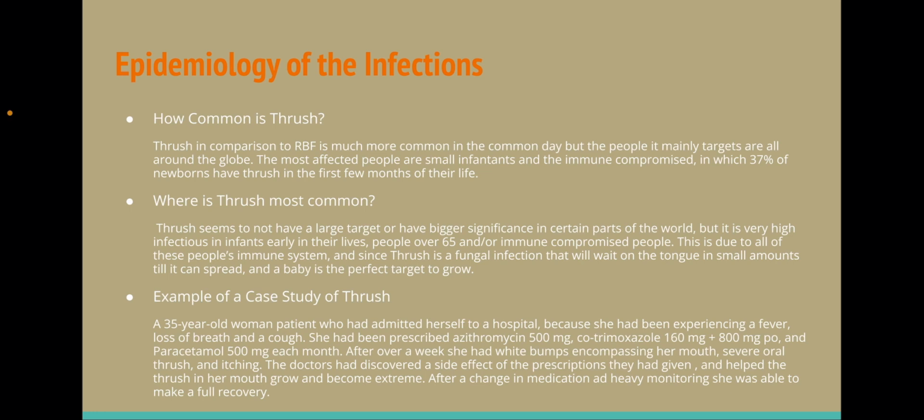An example case study is a 35-year-old woman who admitted herself to a hospital because she had been experiencing fever, shortness of breath, and cough. She had been prescribed azithromycin, 50 milligrams, cotrimoxazole, 60 milligrams plus 80 milligrams PO, and paracetamol, 50 milligrams each month. After over a week, she had white bumps encompassing her mouth, severe oral thrush, and itching. The doctors discovered that a side effect of the prescriptions she had been given helped the thrush in her mouth grow and become extreme. After changing medication, she was able to make a full recovery.